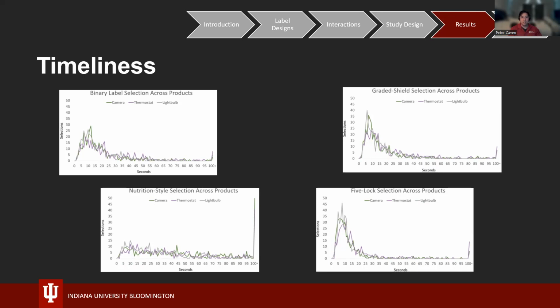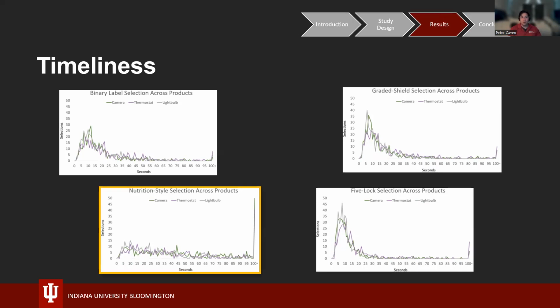The only statistically different one is going to be that nutrition style label in the bottom left over there. It had the longest time to decision with a mean time of about 48 seconds. And while it does provide the most information at a glance, it does so in a manner that requires consumers to really read each label and independently ascertain security levels. And we can see just based off of the graph, there's a significant amount of people that took over 100 seconds to make that selection.